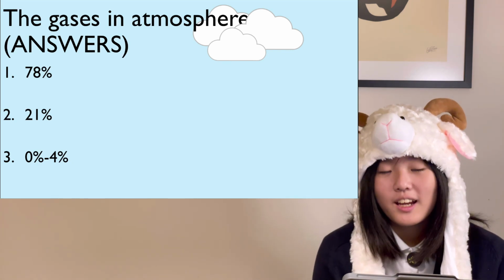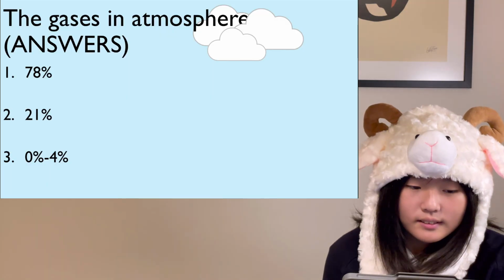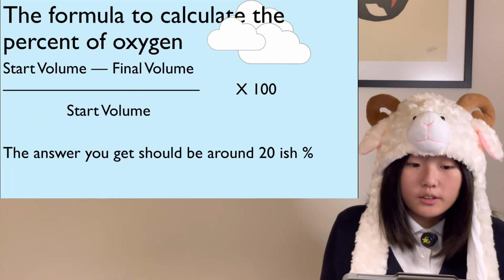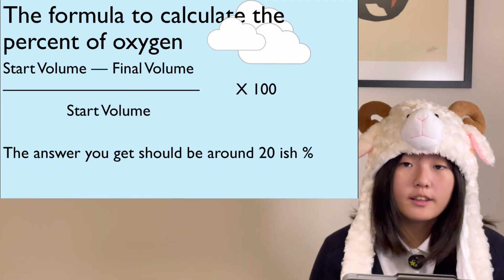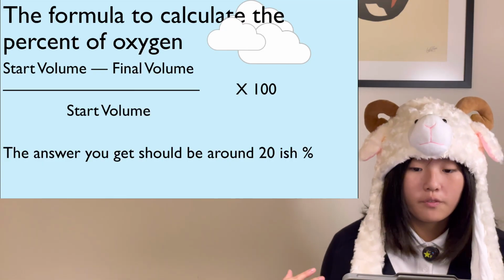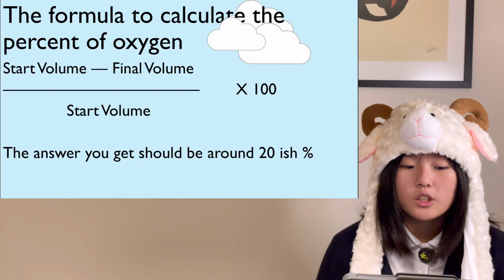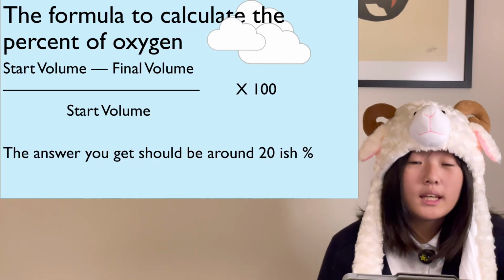The answers are 78%, 21%, and 0 to 4%. The formula to calculate the percent of oxygen in the air is the start volume minus the final volume over the start volume, multiplied by 100. The answer you should get should be around 20-ish%.